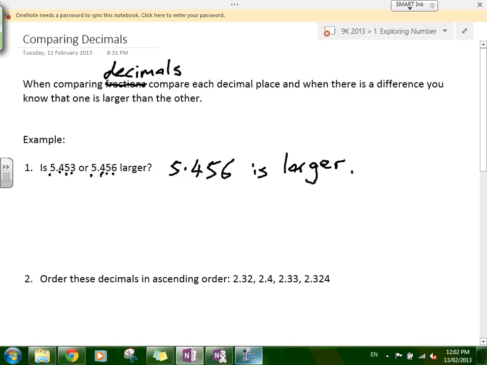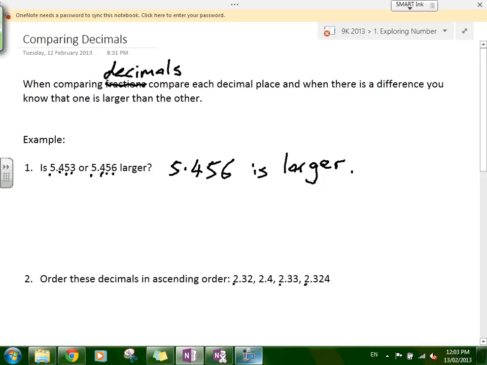Now the next one is, order these decimals in ascending order. We have 2.32, 2.4, 2.33, and 2.324. There are lots of ways that you can compare each one with each other and order them, but we're just going to have a look. So we look at the unit place value. They're all 2, so we can't tell any difference from this one.